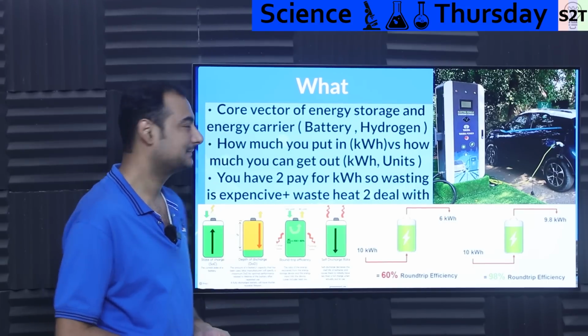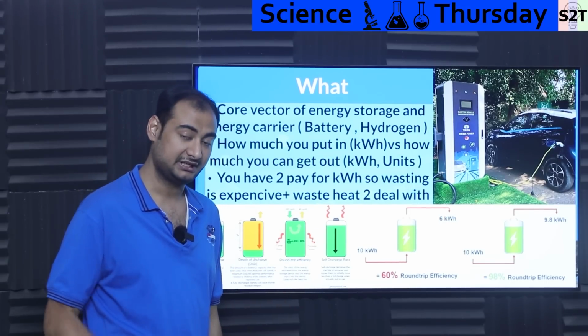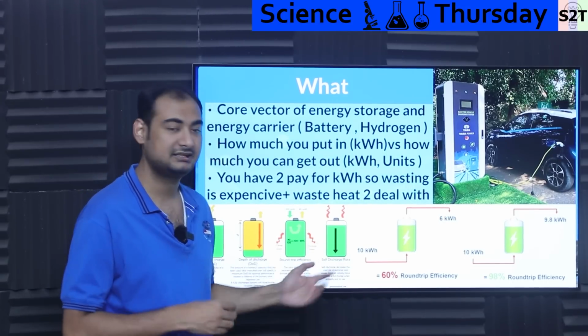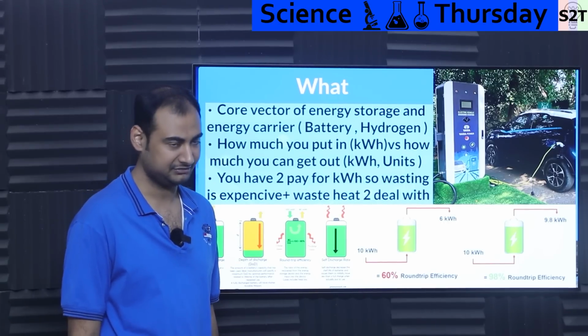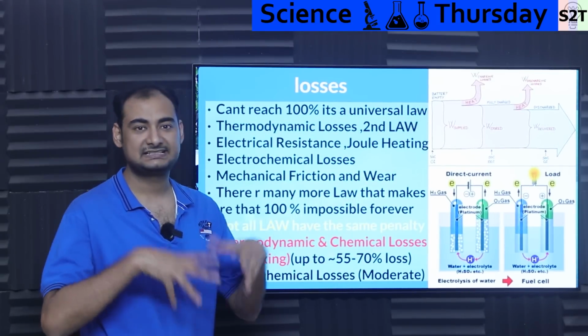Battery would be completely discharged. So this is what we are talking about here, a vector that we must understand in order to understand where we are wasting money and where we are dealing with wasted heat. People hate paying for money. So where are these losses coming from?